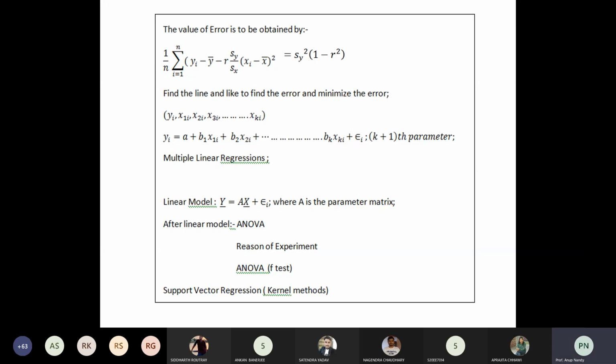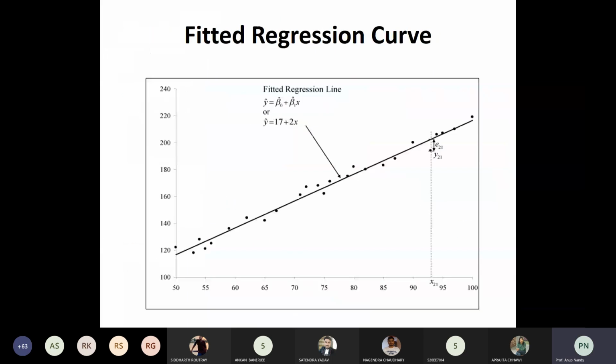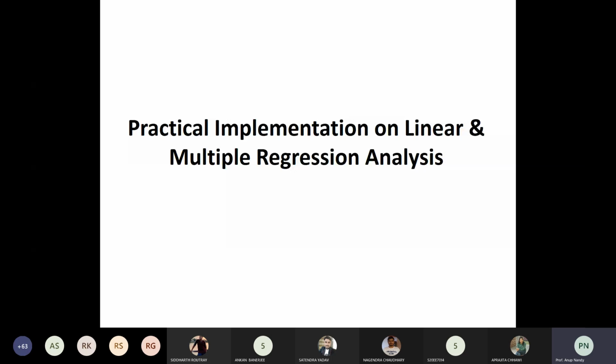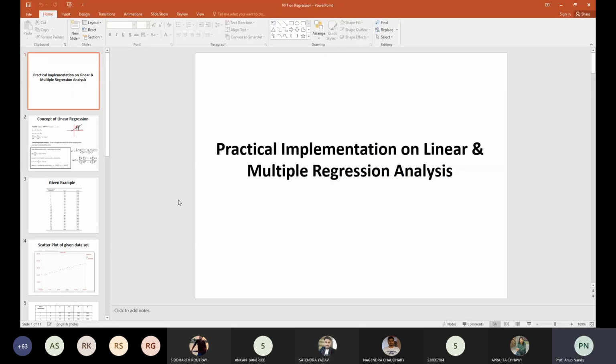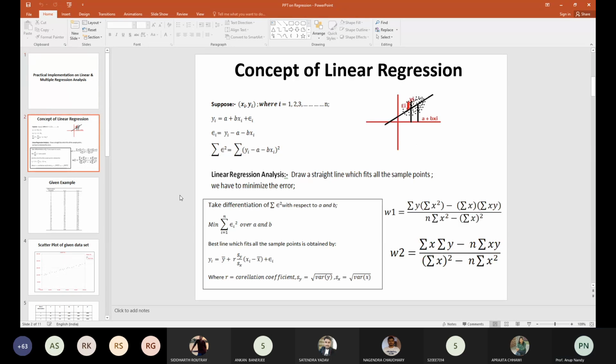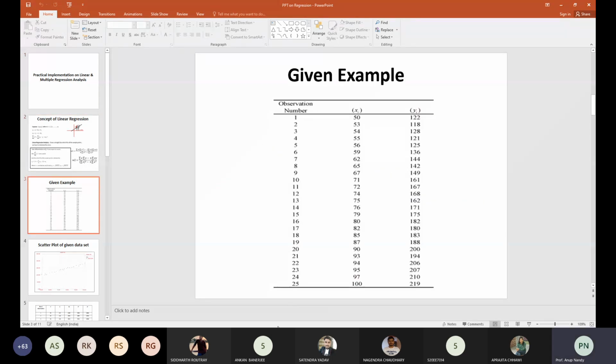Also in regression analysis, there is a more extensive version that can be studied. There is support vector regression, which uses kernel methods, so it can also be used. So these are the things. I'll share these slides with you so that you can go through them and you will have an idea of how these things can be implemented.